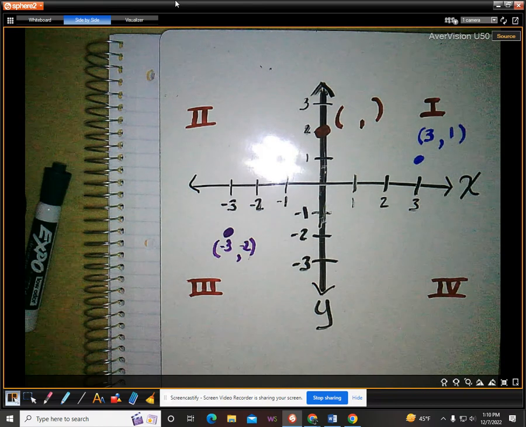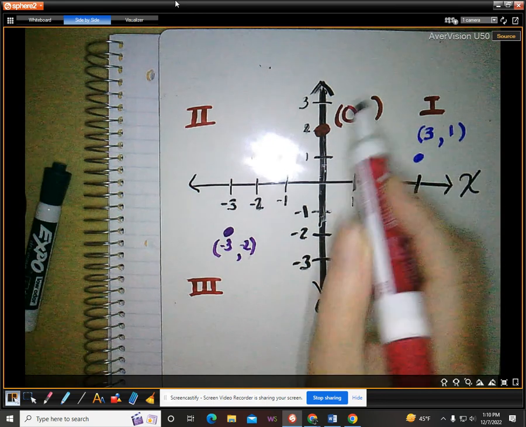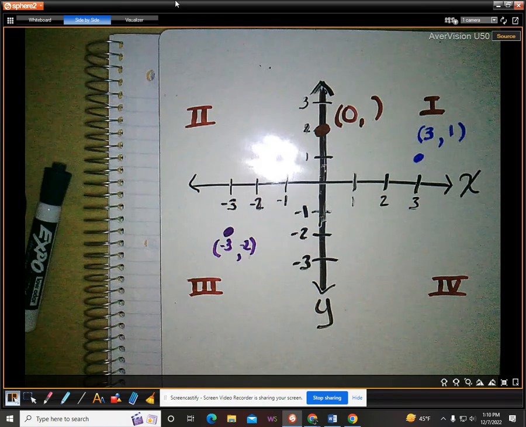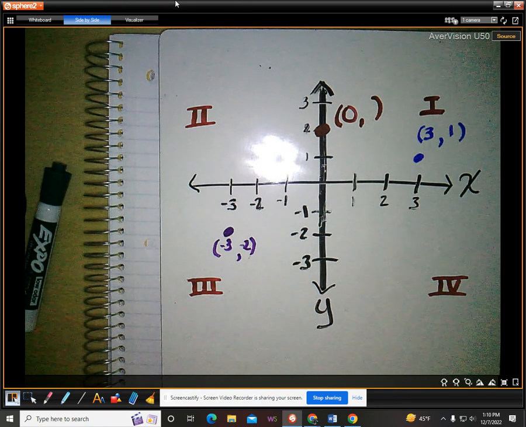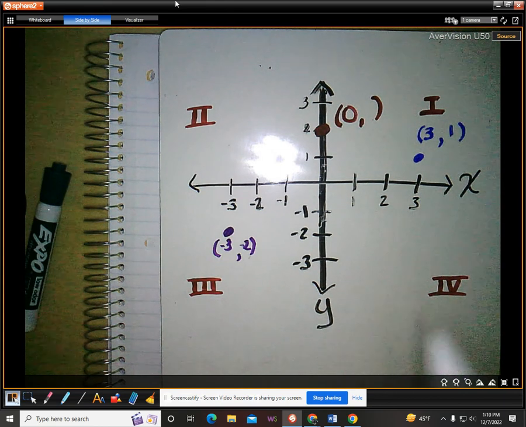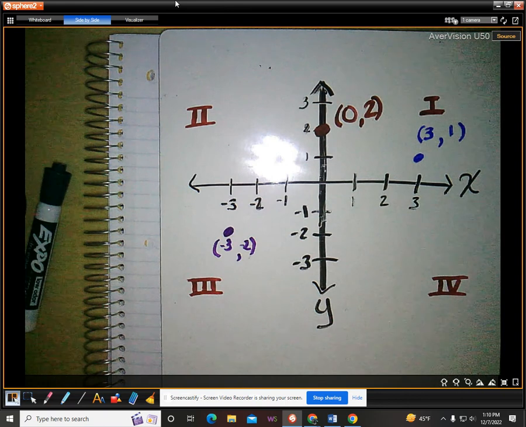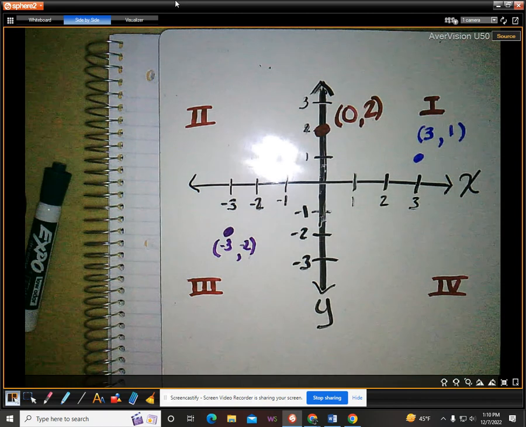Kaylee? 0. It's 0. The X value is 0. Because if you come straight down, it's at the origin, and that's 0. What's the Y value? Now, Y value is pretty obvious because it's right on it. Gavin? 2. Okay, it's in none of the quadrants, and its ordered pair is 0, 2, because it's at 0 on the X, and it's at 2 on the Y.